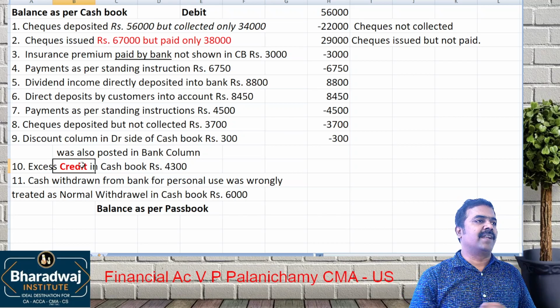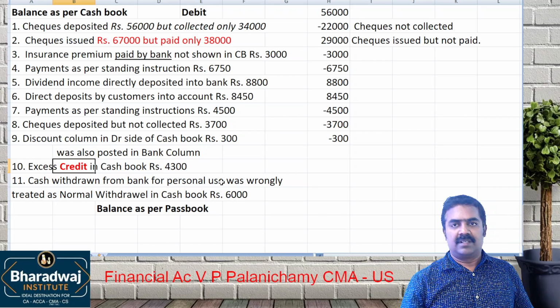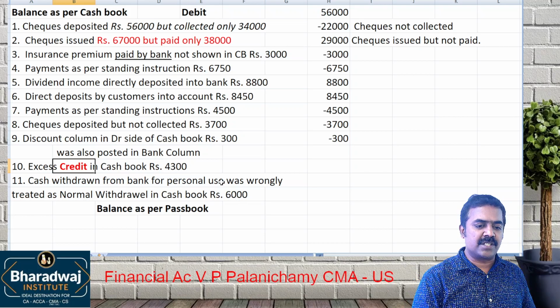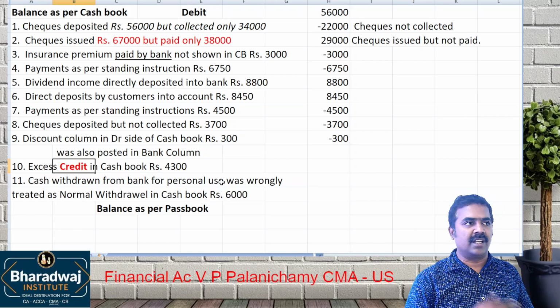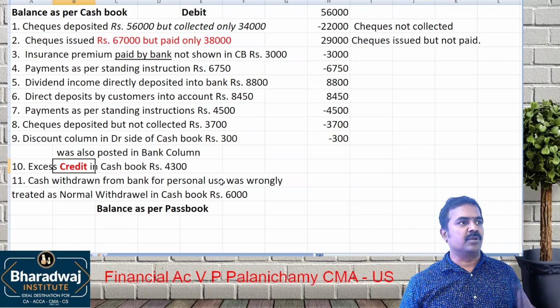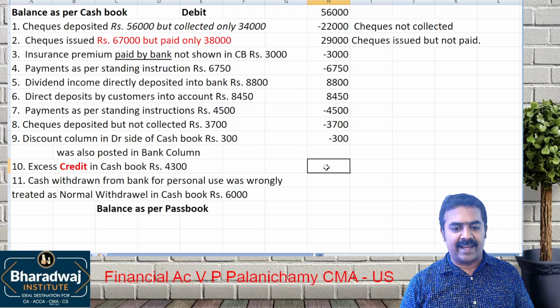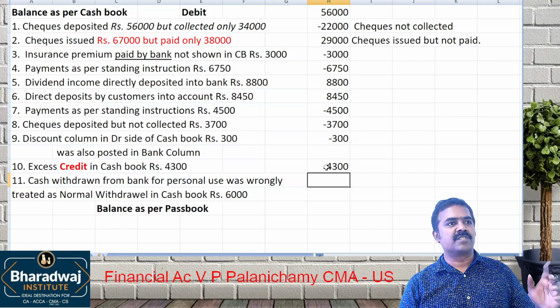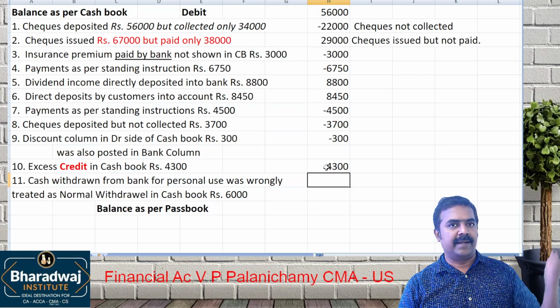We want the bank balance. Now what to do? In the cash book payment side, we have put how much? Extra 4,300. Our balance will be low by 4,300. To get the passbook balance, what to do? Add 4,300. Now my balance comes here. Passbook balance will be more. So what to do? Add.